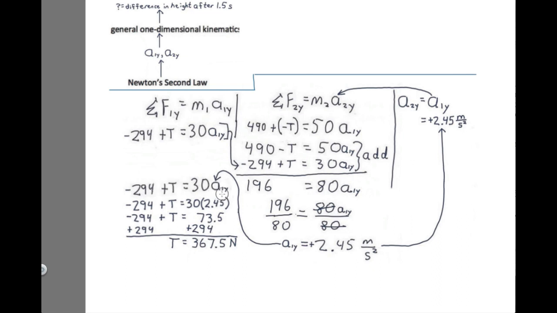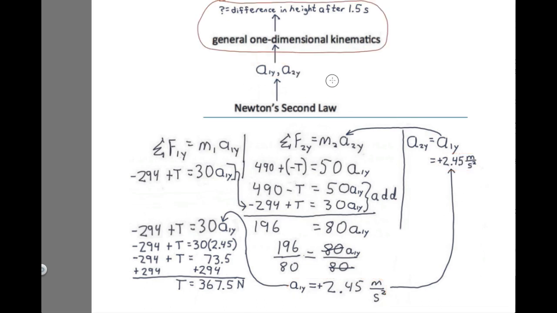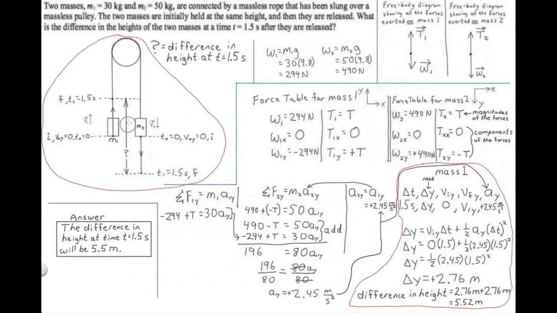Now, for this problem, we don't need to know the value of T in order to answer the question, but I'm going to determine T anyway, because knowing the value for T could help us to check whether our results make sense. We've used the Newton's second law equations to determine a1y and a2y. Next, according to our initial plan, we need to apply kinematics in order to finish solving the problem. Here and here is the work that we will do to apply kinematics to this problem.